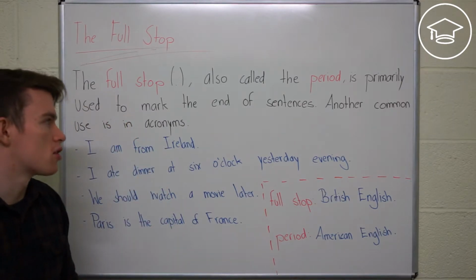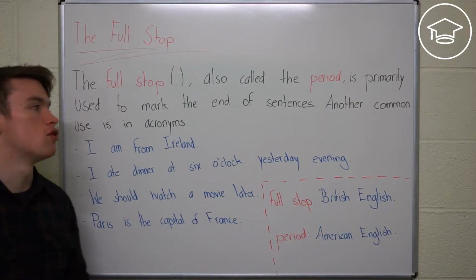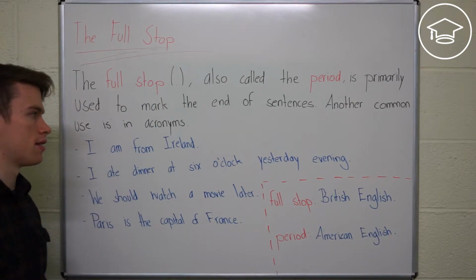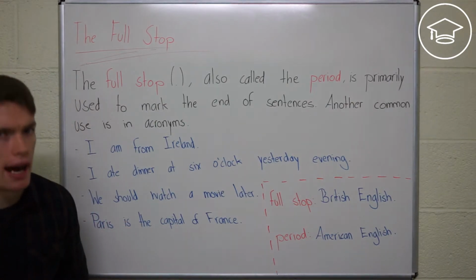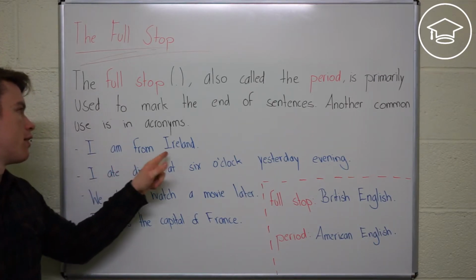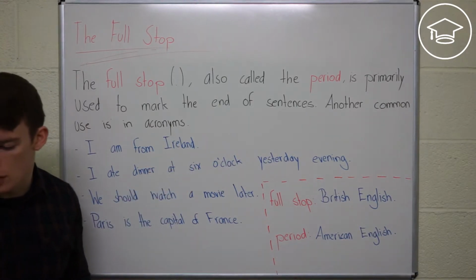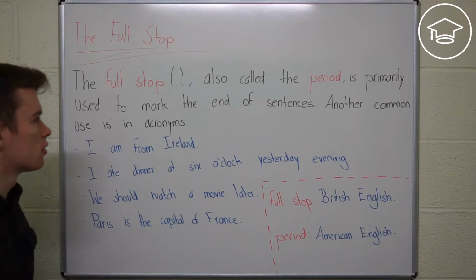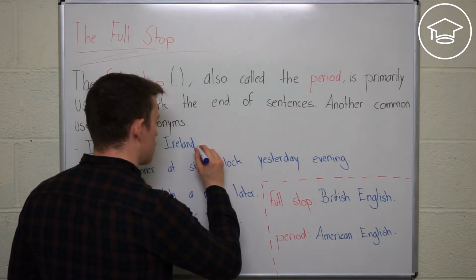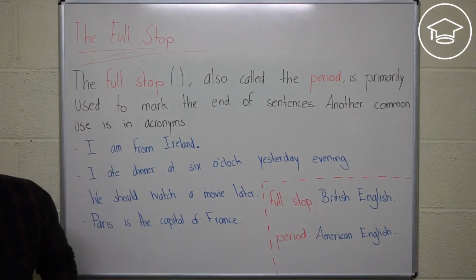So the full stop, also called a period in American English, as we now know, is primarily used to mark the end of sentences. Another common use is in acronyms. We'll look at acronyms in a second. So an example, I am from Ireland. This is a sentence. To mark the end of the sentence, I use a full stop. Maybe it's a little small, so I'm just going to make it bigger here. This is a full stop that I use to mark the end of the sentence.